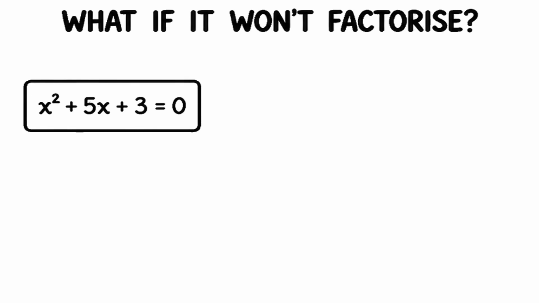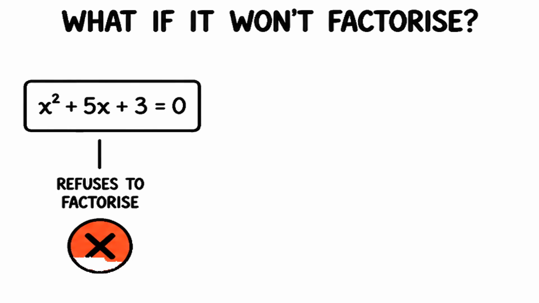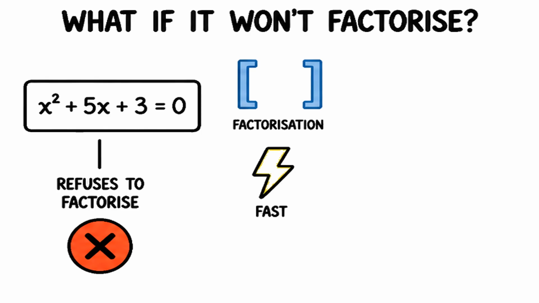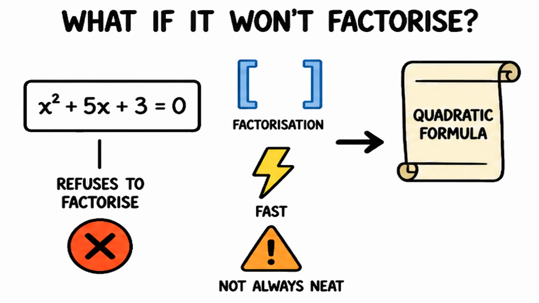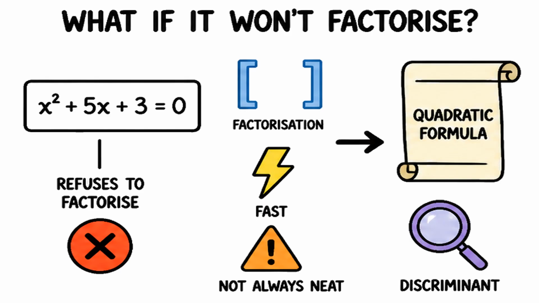What if a quadratic equation refuses to factorize? Factorization is fast, but it does not always work neatly. Today, we learn to use the quadratic formula correctly and interpret the discriminant.